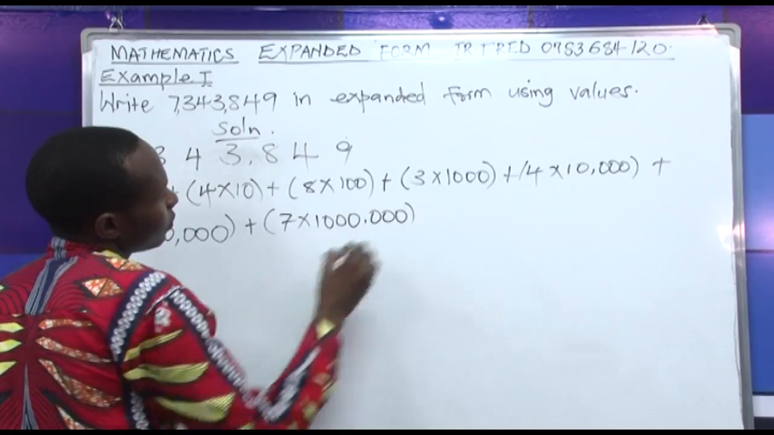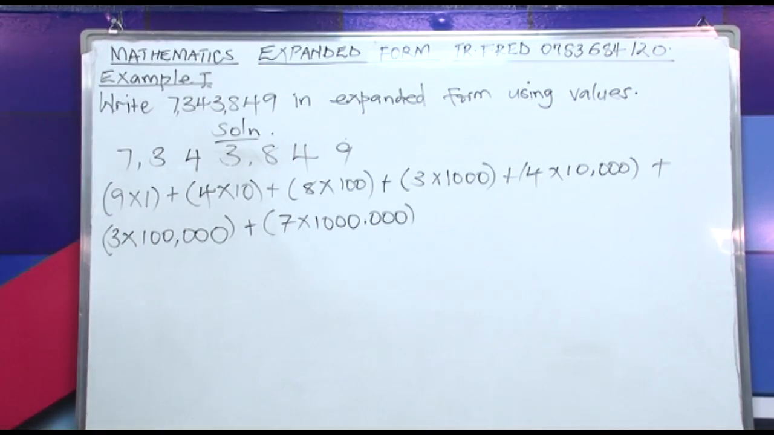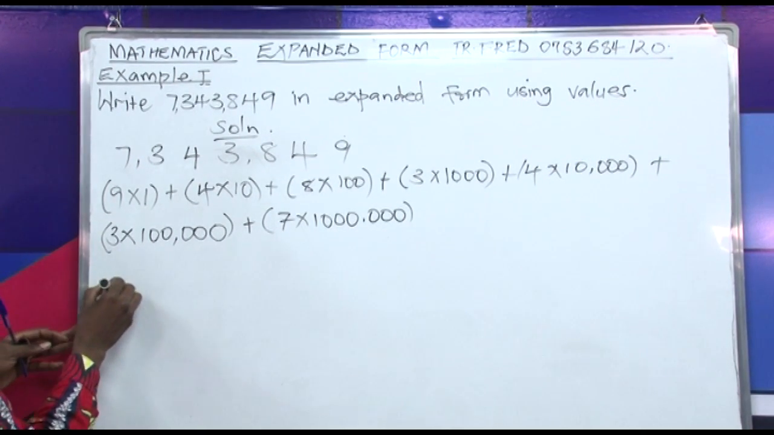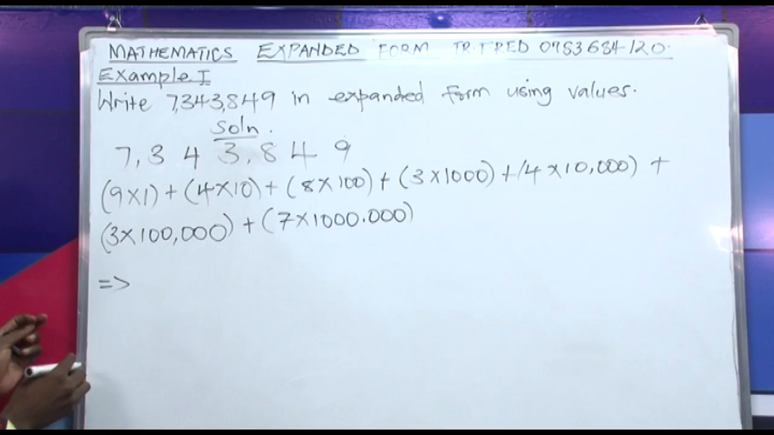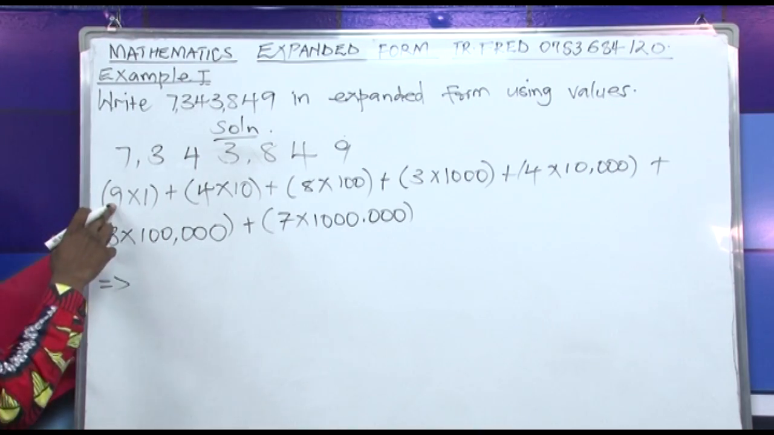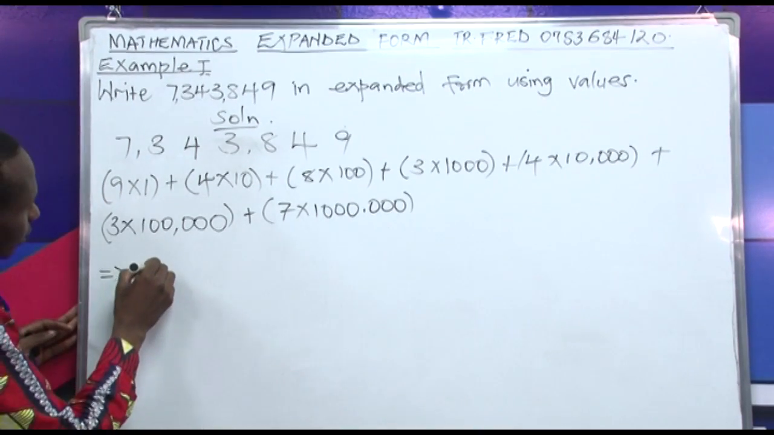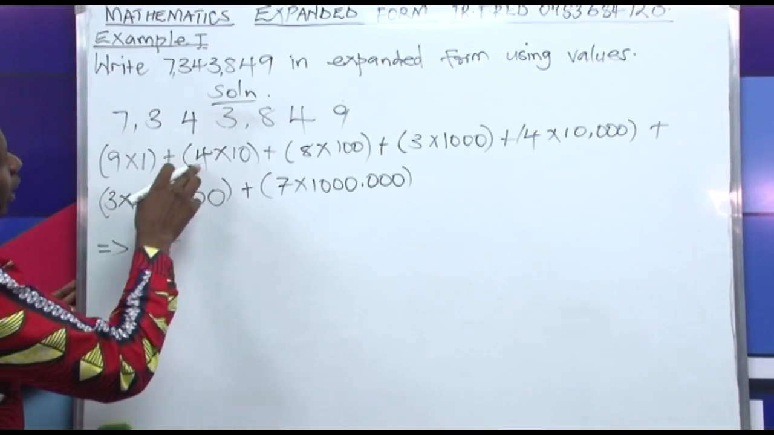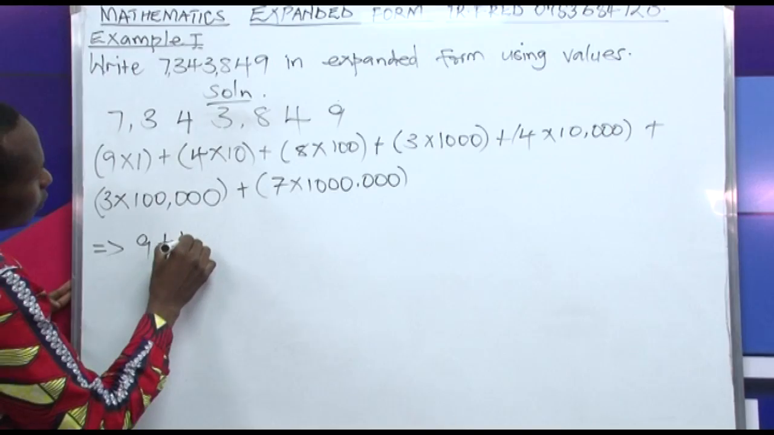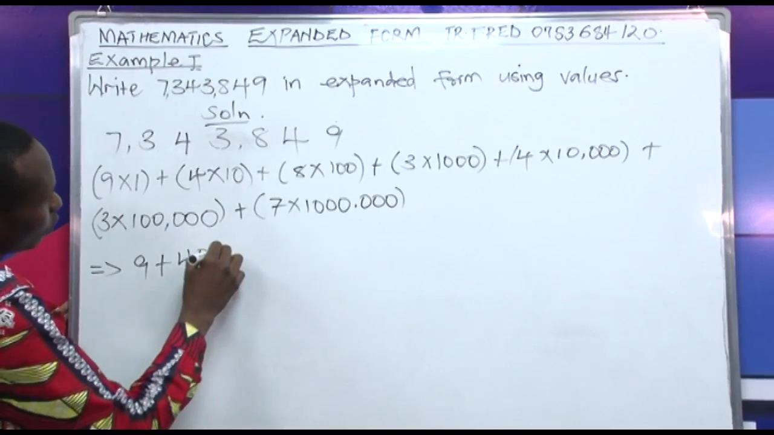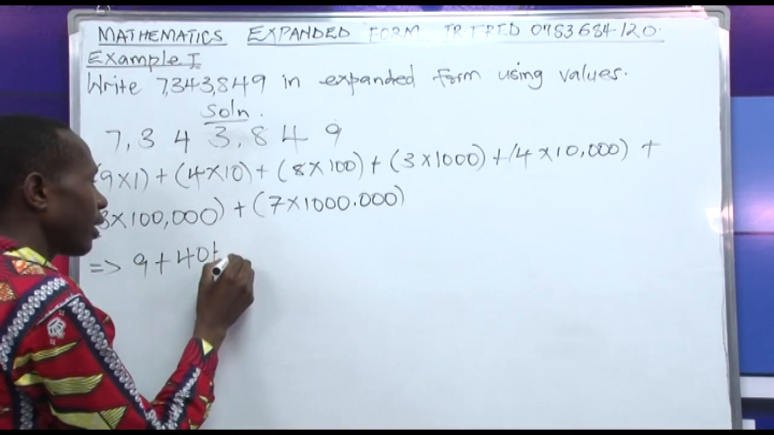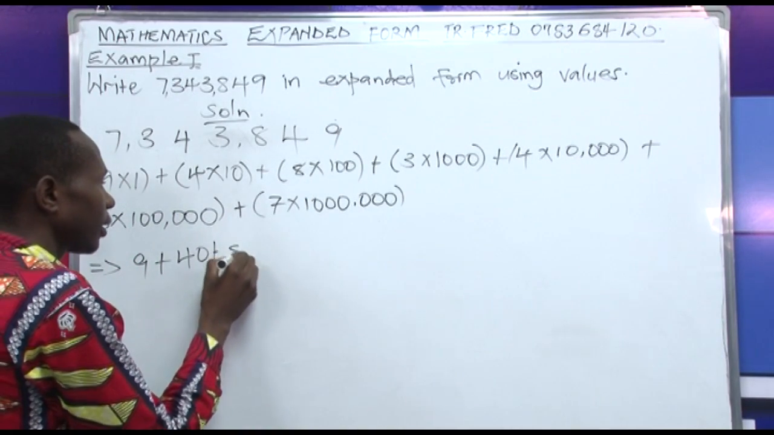So from there, we shall come to the last step. The last step, we are going now to multiply everything out. Let's say 9 times 1, it will give us 9, plus 4 times 10, it will give us 40, plus 8 times 100, it will give us 800.